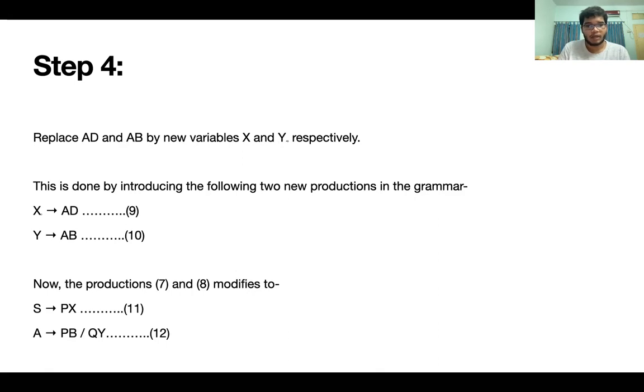Now step 4 is to again reduce those three symbols to two symbols on the right hand side. So we are replacing AB and AB by two new variables X and Y, just to reduce the three non-terminal symbols into two. This is done by introducing the following two new productions in the grammar: X gives AB and Y gives AB. Now putting X and Y in the main productions, we get S gives PX, where P is small a, as discussed in the previous slides, and A gives PB and QY.